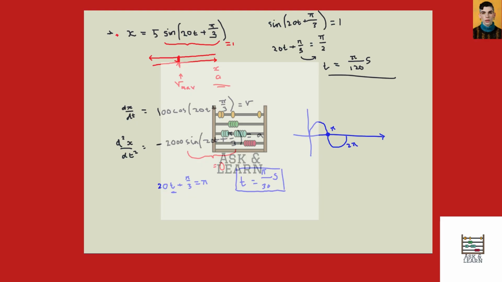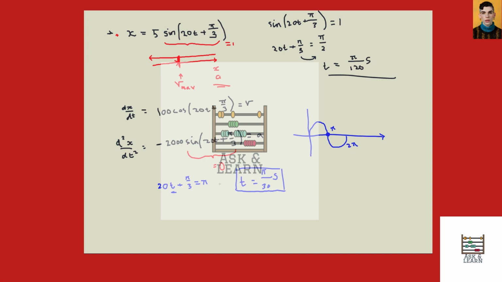And as stated before, in simple harmonic motion, when the acceleration is at a maximum, the velocity is at a minimum of 0, and when the velocity is at a maximum, the acceleration is 0. So when a is max, v is 0, and when v is max, a is 0.